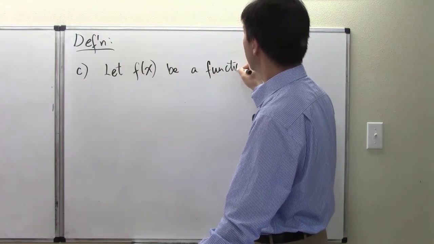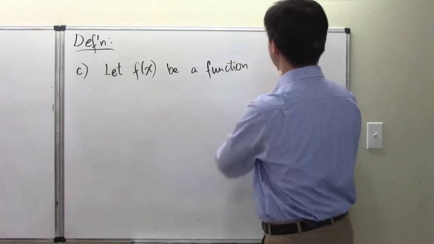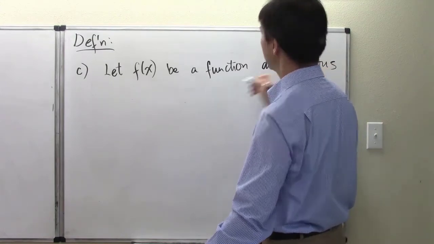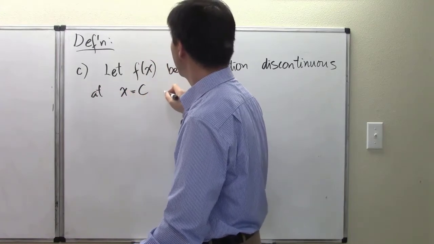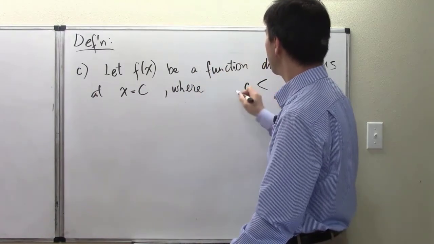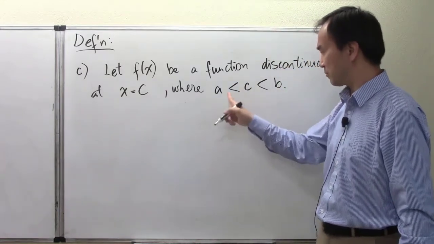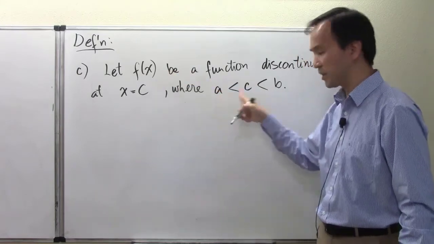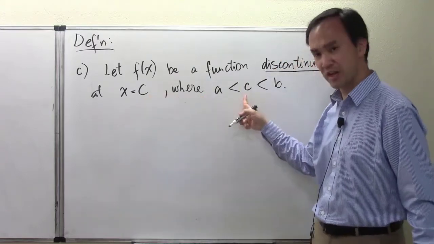a function that's discontinuous at x equals c, where c is anywhere between a and b. Okay, anywhere between, and of course, let's take the fact that the function is continuous at these endpoints. It's just discontinuous at some value c inside of that interval.